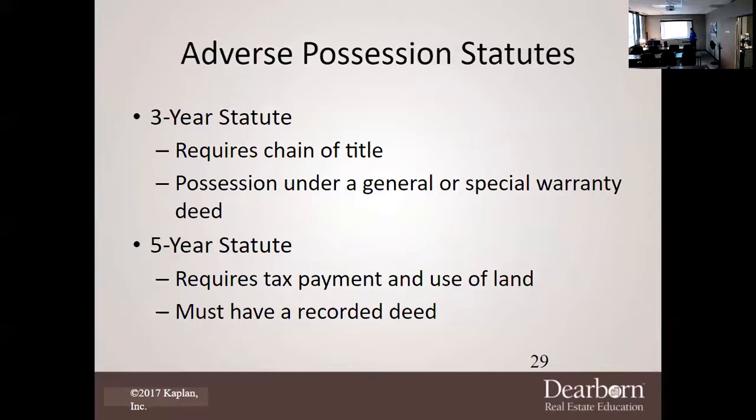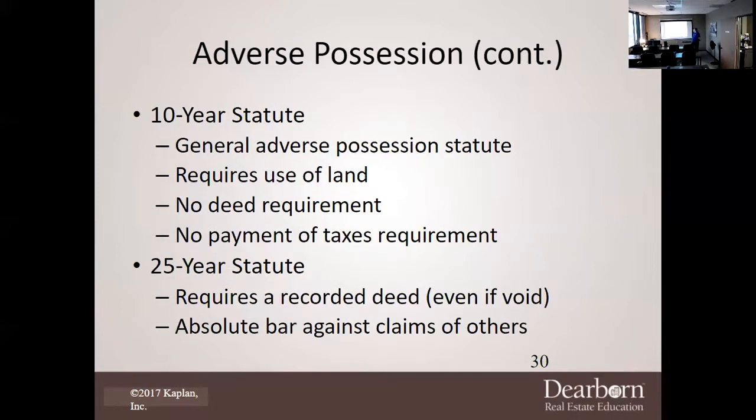Now, tagging permits and combining successive ownership periods are also some of those that you need to be aware of. Now, there is the 3-year statute, as he stated in that video. It requires a chain of title and possession under a general or special warranty deed. There is also the 5-year statute, which requires tax payment and use of land, and of course must have another recorded deed. There further is a 10-year statute that requires use of the land. However, there is no deed requirement and no payment of taxes required. But why are we going longer in time? Well, we want to make certain that no family comes back and tries to collect, okay?